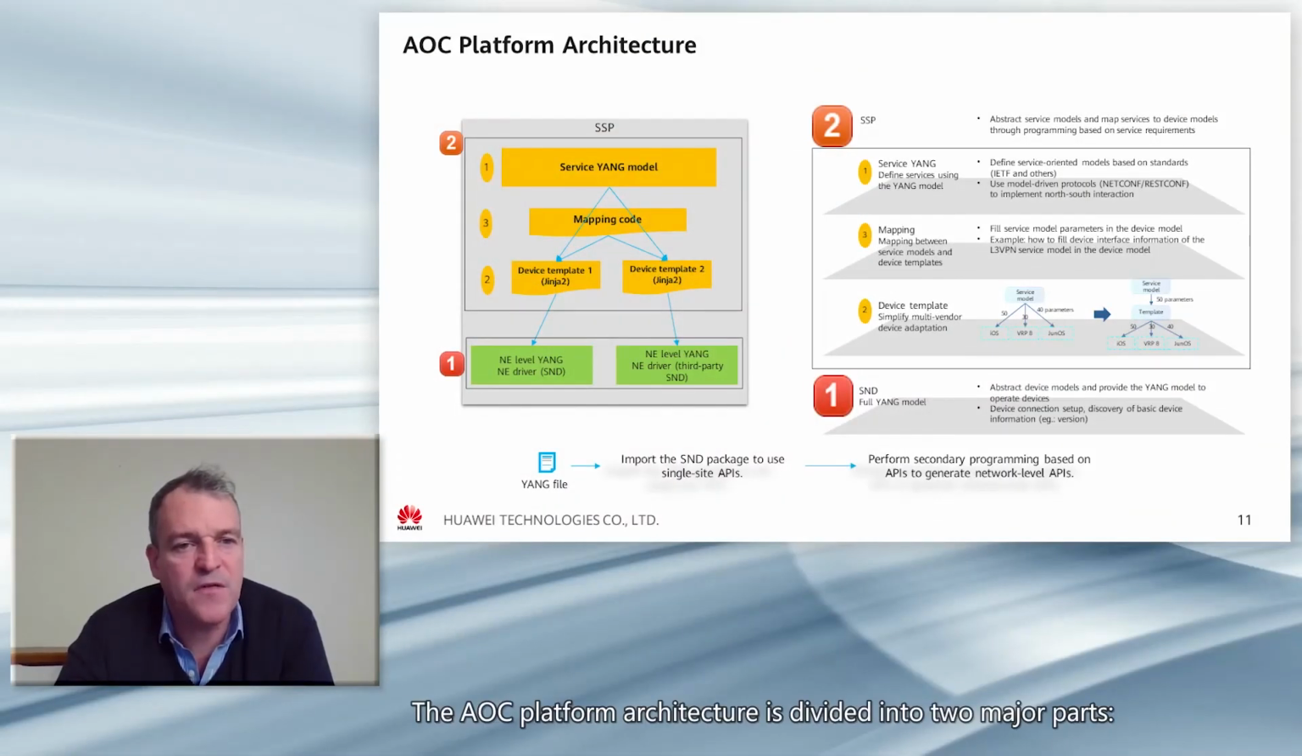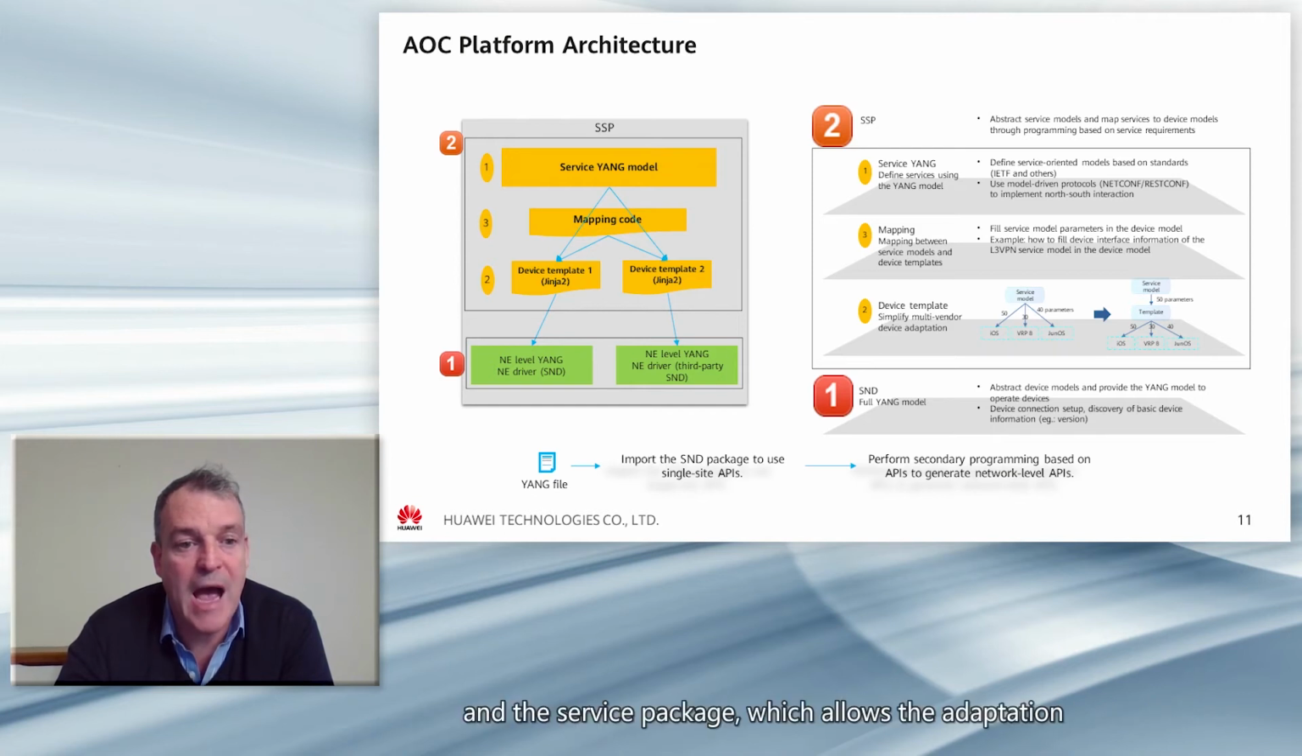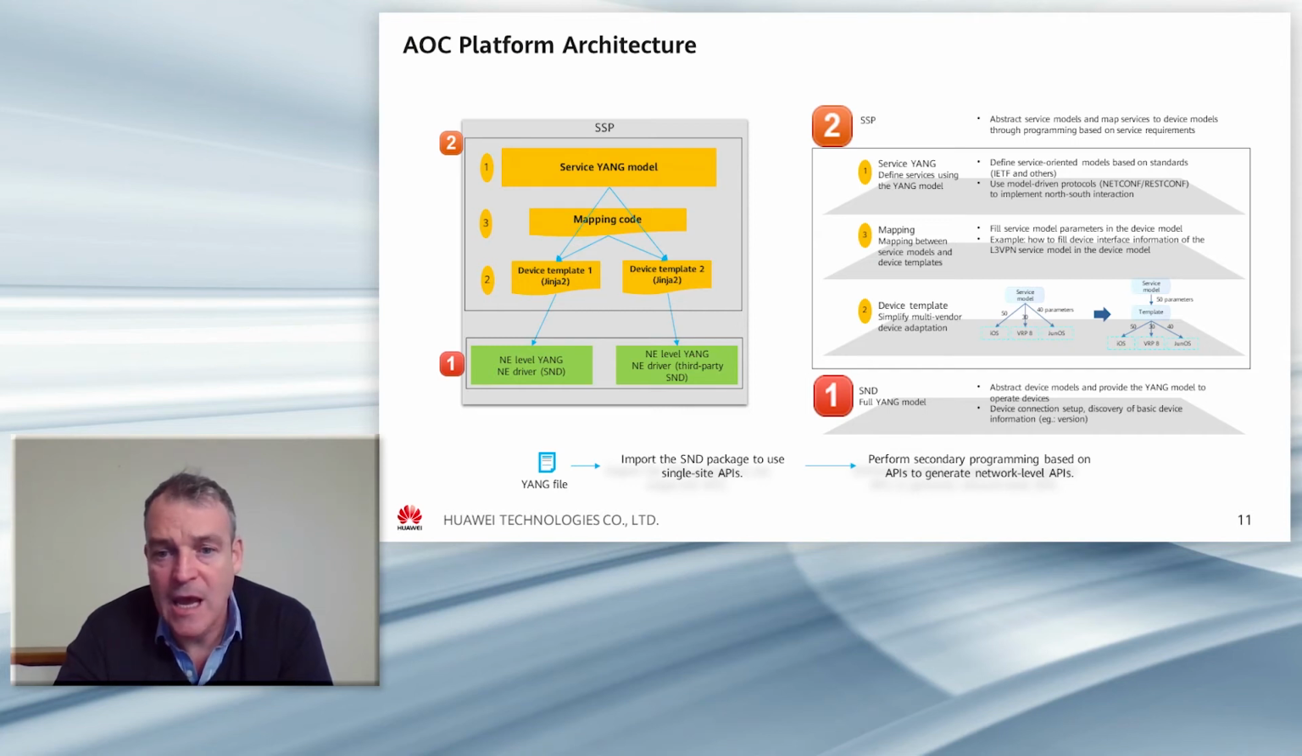The AOC platform architecture is divided into two major parts. The driver level, which specifies how the AOC will communicate with the third-party device, and the service package, which allows the adaptation to a service level API.